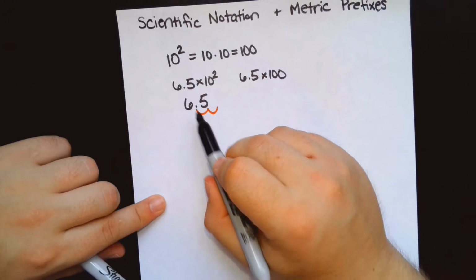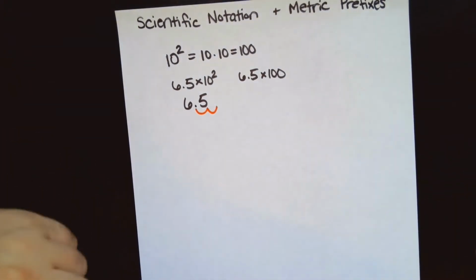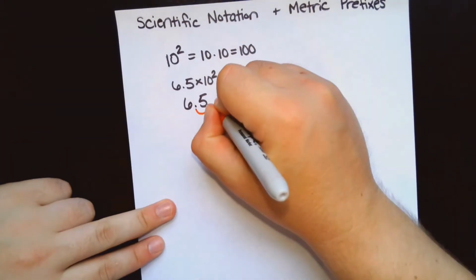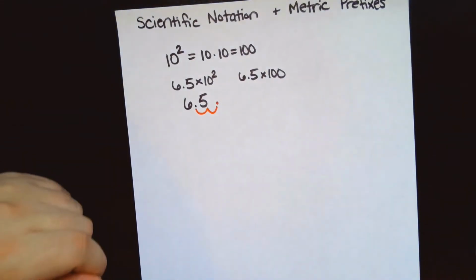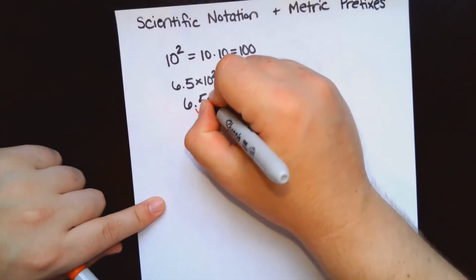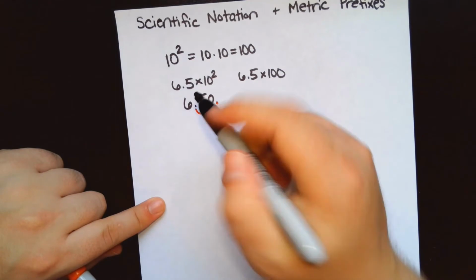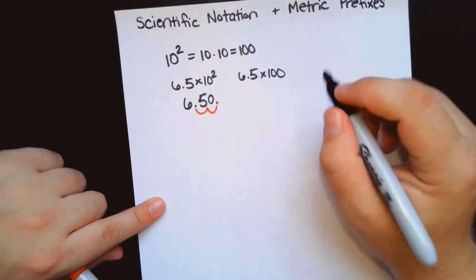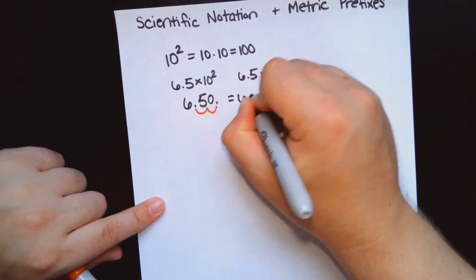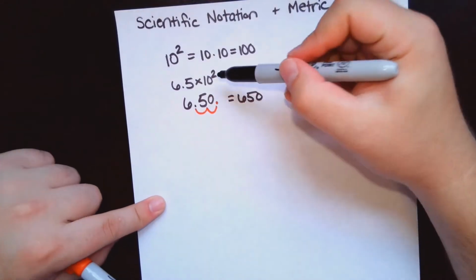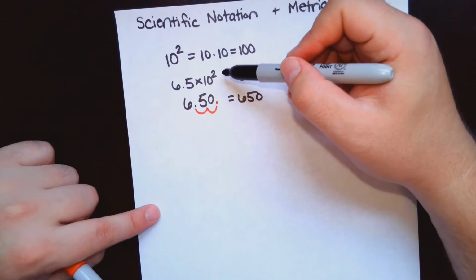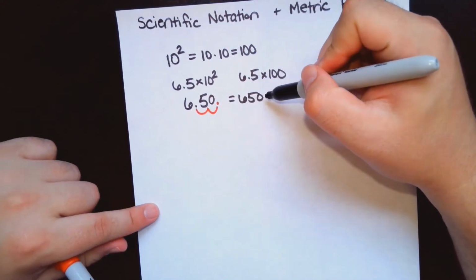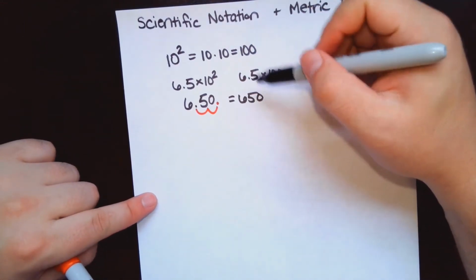So if we move the decimal 2 spots over to the right because it's a positive exponent, we can now put the new decimal there, and we fill in any blanks with a 0. So our new number is 650, which is 6.5 times 100. So 6.5 times 10 squared is, numerically speaking, the exact same thing as 650. It's just a different way of writing it.